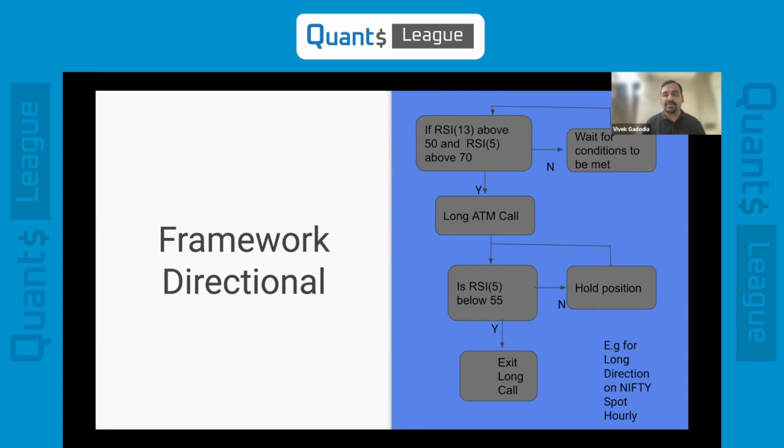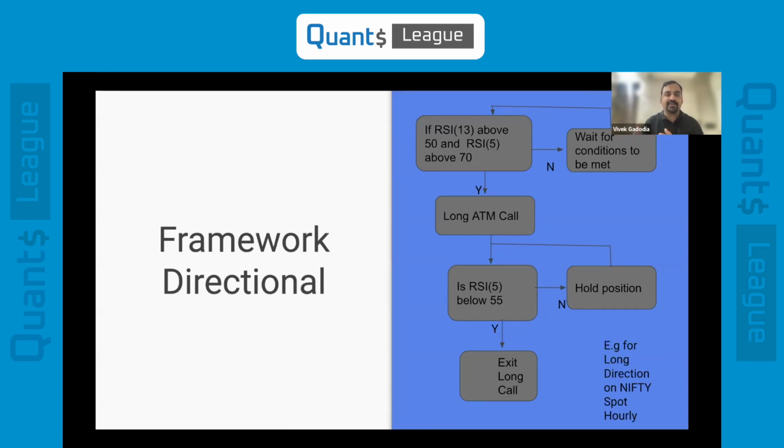So once our conditions are met and we go long ATM call, now what do we have to check for the exit? So basically, if the RSI 5, which was above 70, goes below 55 now, then you exit the long call. That means the momentum that was built up shortly has now probably come off. So exit that. And what if the RSI 5 is not going below 55? What if it stays up? Then we just hold the position.